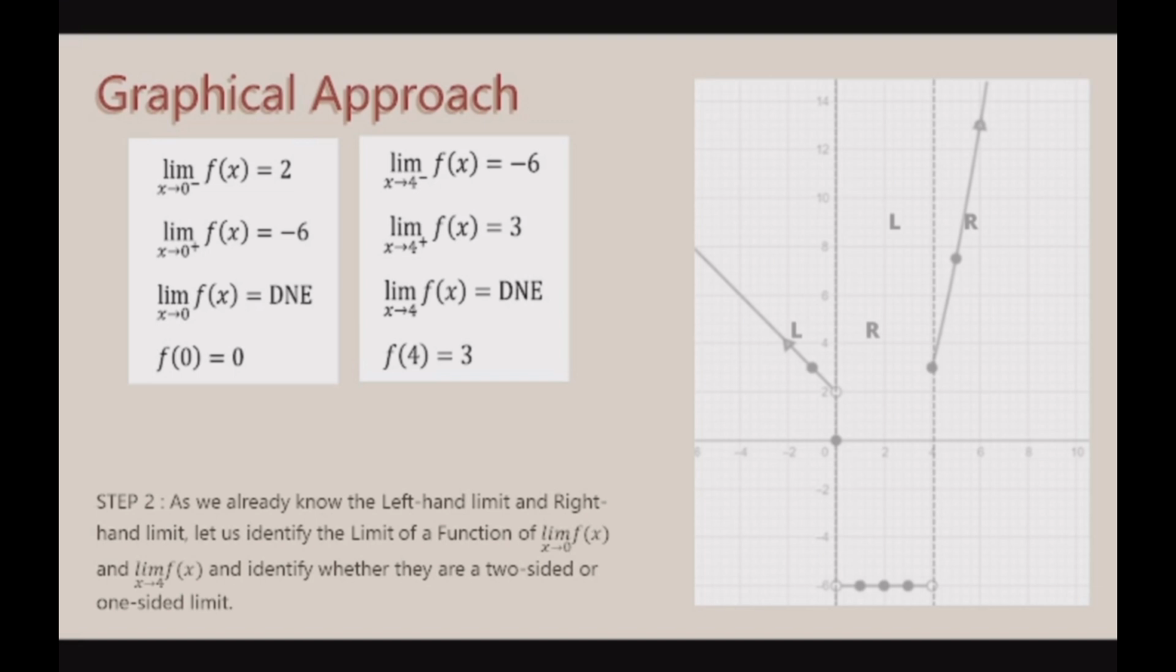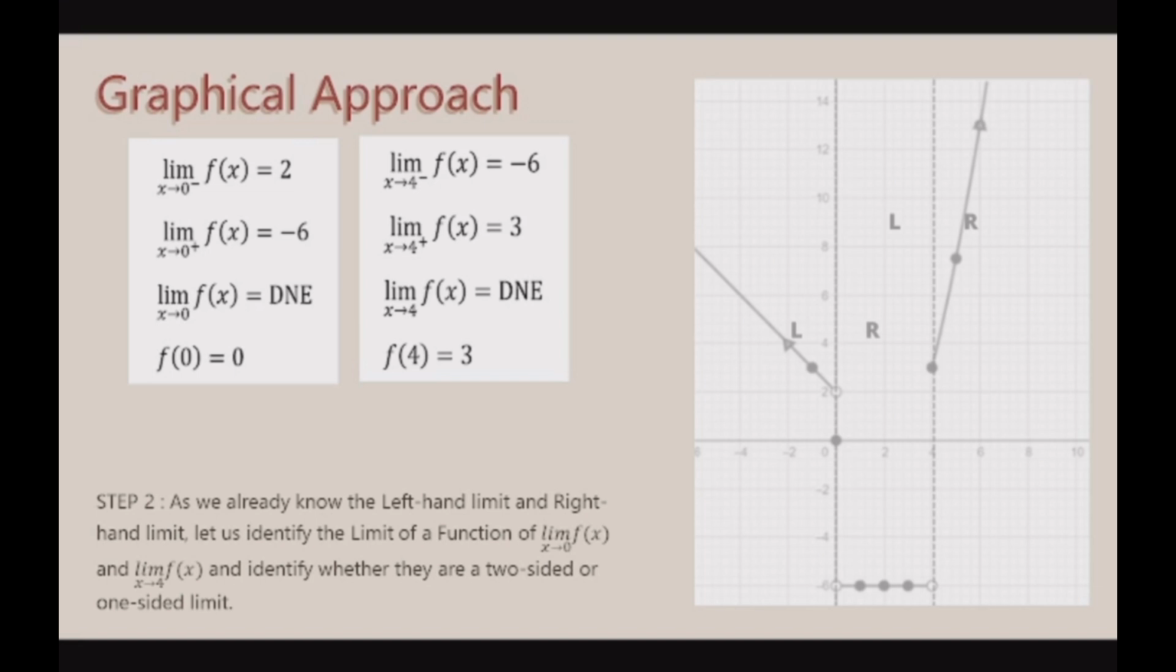Limit of the function f of x as x approaches 0 from the right equals negative 6. What is the limit of the function as x approaches 0? Now in this case, is the limit of f of x as x approaches 0 from the left equal to the limit of f of x as x approaches 0 from the right? No, because positive 2 is not equal to negative 6. Now this limit does not exist because the limits as x approaches 0 from the left and right are not equal. Therefore, the limit of the function f of x as x approaches 0 does not exist.